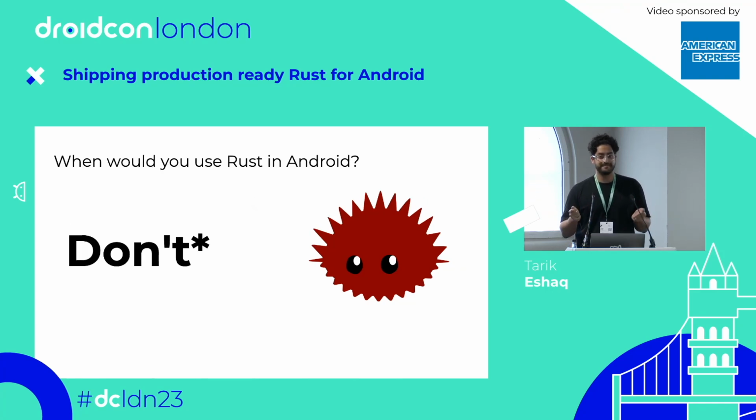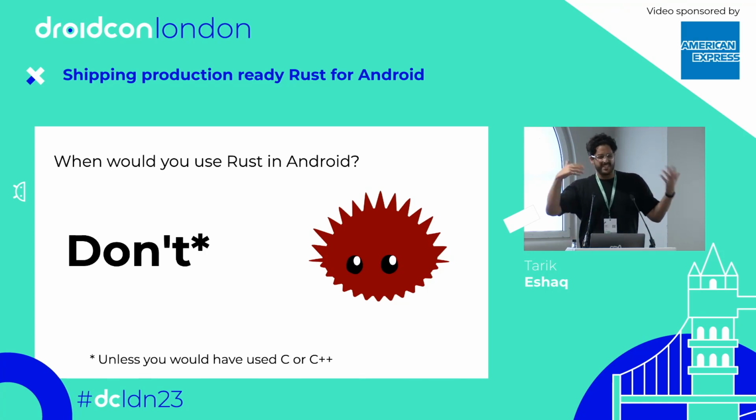Don't. And this is really not a don't for Rust, it's a don't for using native languages like Rust, C, and C++, unless you would have used C and C++ anyways. And I'm going to go through some criteria where I think that would justify the use of a language like C and C++ and Rust.